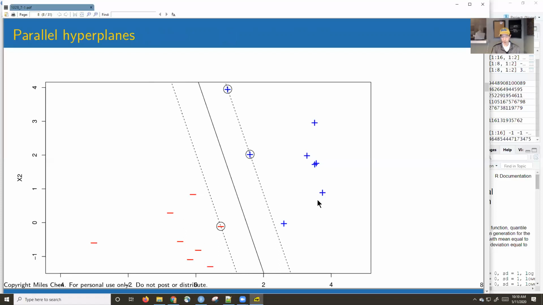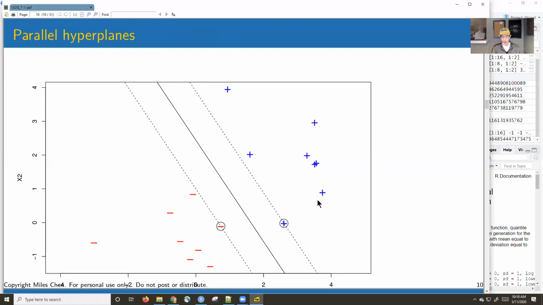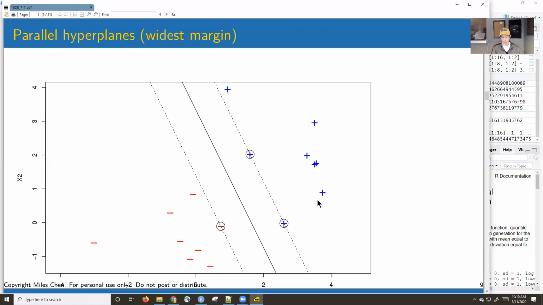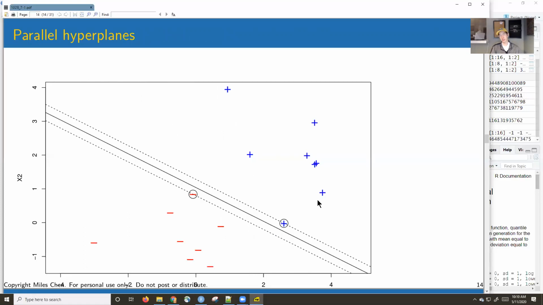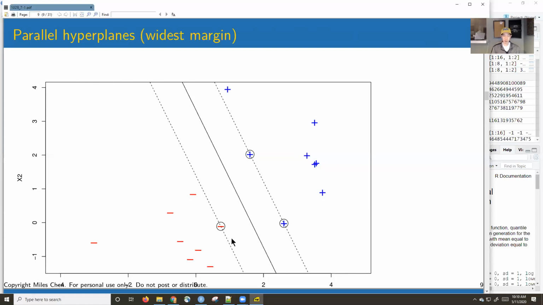This is a pretty wide margin. I think this one's even wider, and these seem pretty wide, but not as wide as this one. Okay, and then these also count as hyperplanes that separate the blue from the red, but these would not be the maximum margin ones. So the one that we would choose would be the one with the widest margin. Right? Is that okay as far as what we are trying to do here?